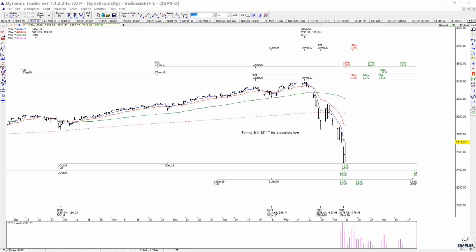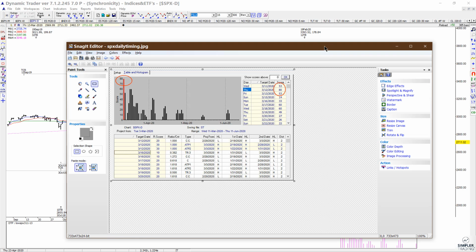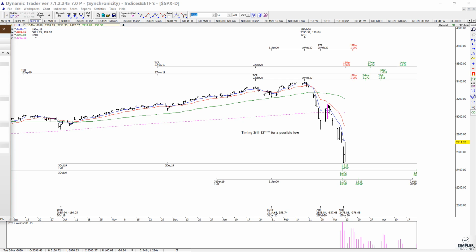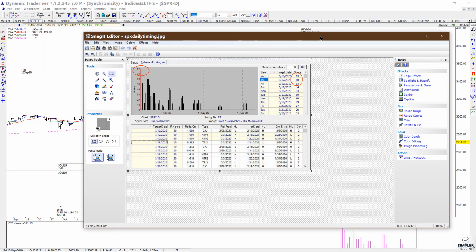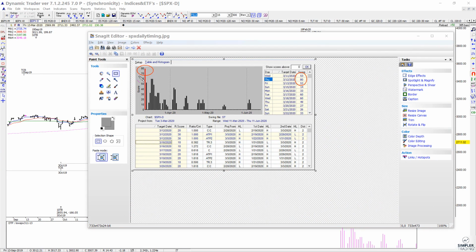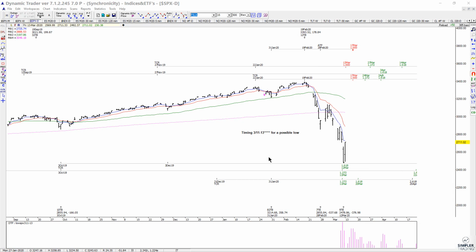All I did on the daily chart was project from this last high for the next possible low using this histogram. Here you can see the high scoring dates. It doesn't matter as far as the number, it just matters relatively where the standout is. And we had standout between March 11th through the 13th, pretty much the same cycles. So that told us to anticipate a possible bounce, but it's a bounce within a downtrend.